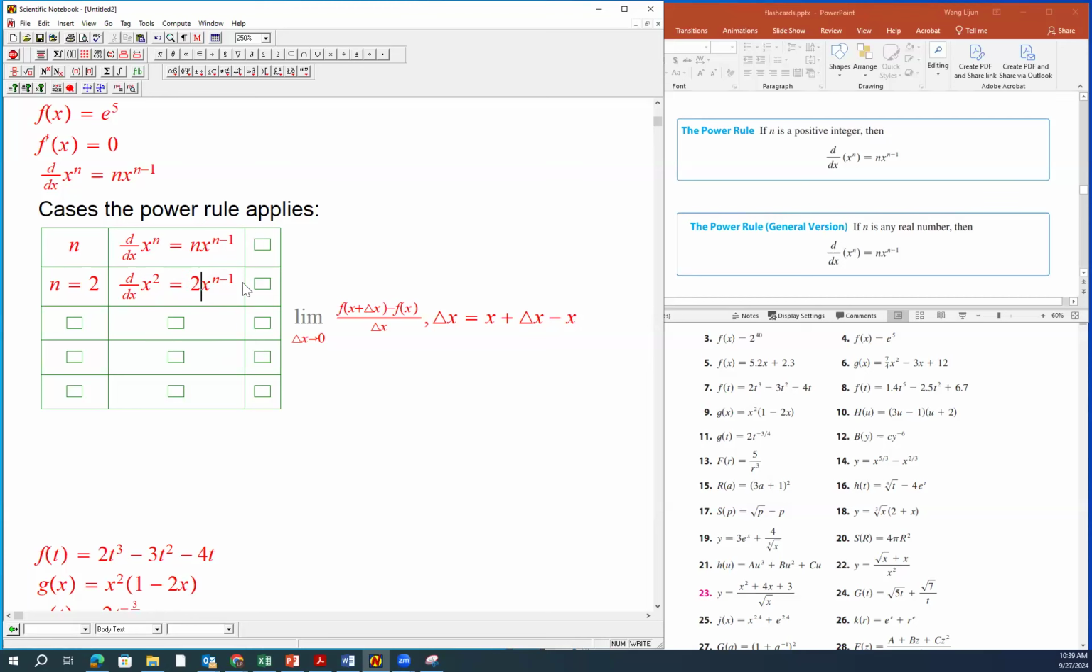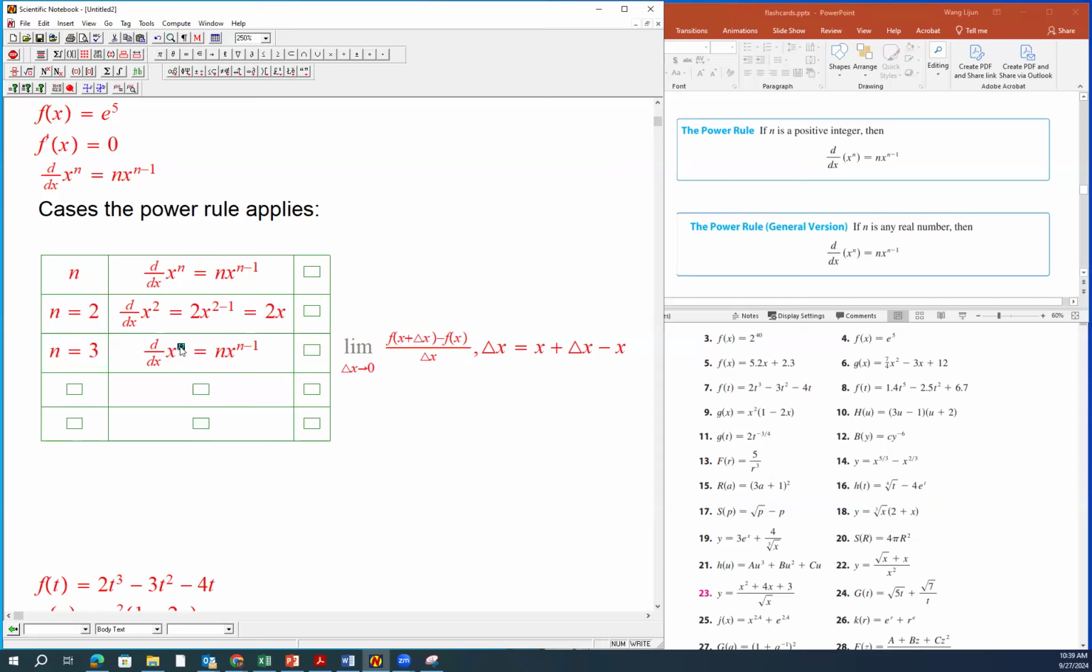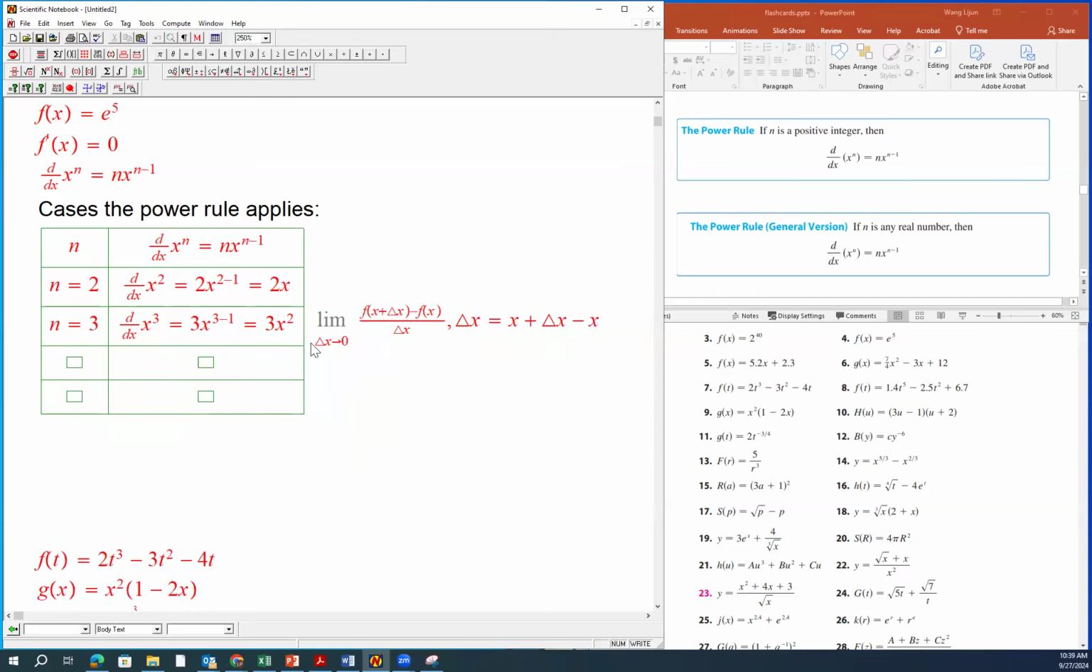So this is 2, and this is a 2, and it's going to be 2x, right? If n equals 3, we're going to apply the same formula. So this is 3, 3, and in the end, we get 3 times x squared. Oh, it turned out we don't need this column. Not yet. Okay, so this way C is better.